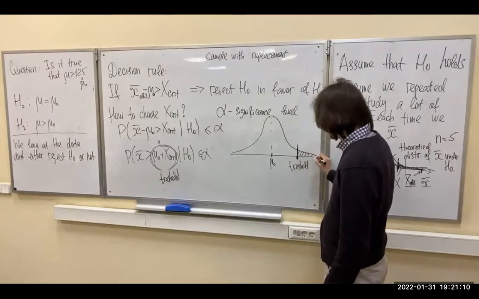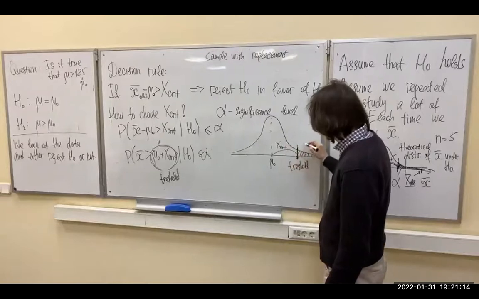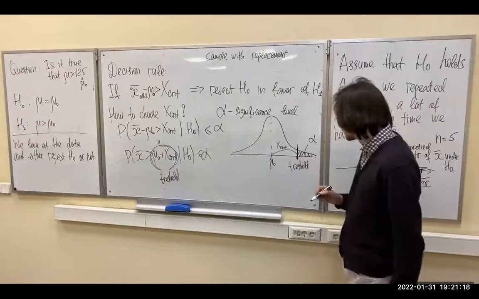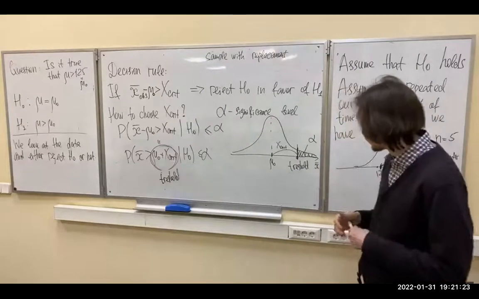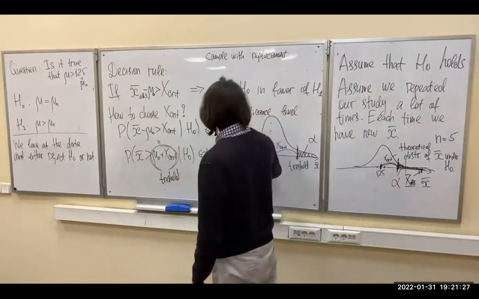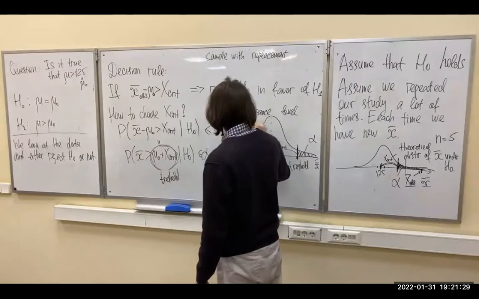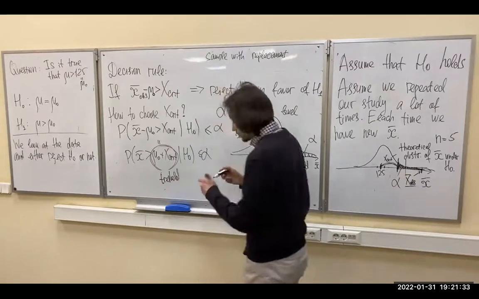And I want to put this threshold, and this is X critical. I want to put this threshold in a way that this area is alpha. And this is X bar, and this is the distribution of X bar provided that we have these columns.